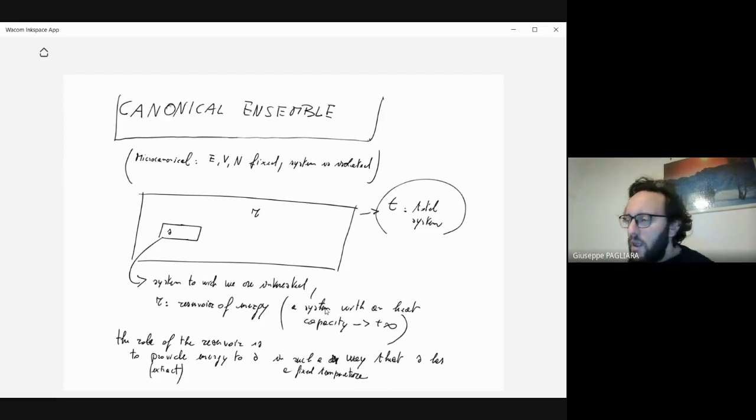So differently from the case of the microcanonical ensemble, now the system in which we are interested is not isolated, but it can exchange energy with a reservoir. And the reservoir has a large heat capacity, infinite heat capacity, which means a large system. For instance, it could be the sea. And the small system S instead is exchanging energy. So this time its energy is not fixed, differently from the case of the microcanonical ensemble. Okay. Now let me change page.